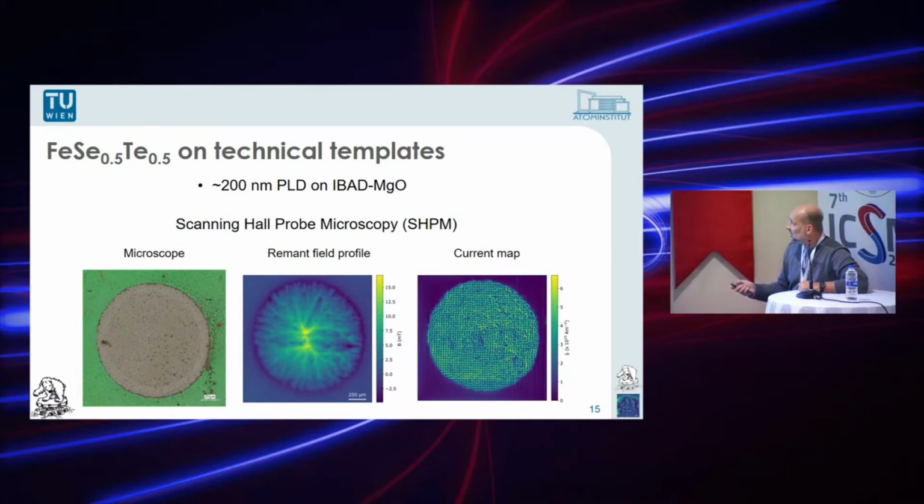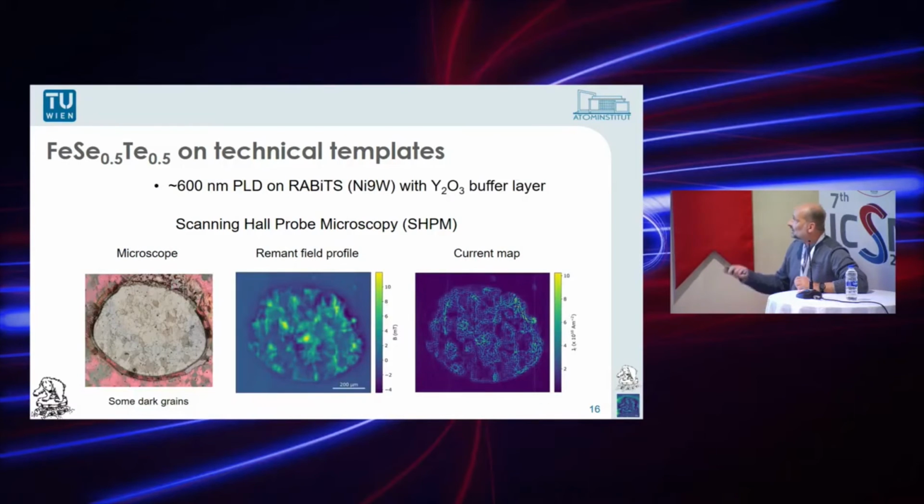So this is a 200 nanometer PLD film on IBAD MgO, and we etched a 1 millimeter spot for scanning Hall probe microscopy. And so you can see here the result. This is a fairly homogeneous field profile. It's not as perfect as you would see in YBCO, for instance. And also, if you invert this and calculate the current, you have here some inhomogeneities. But of course, this is reasonable for large currents, large microscopic.